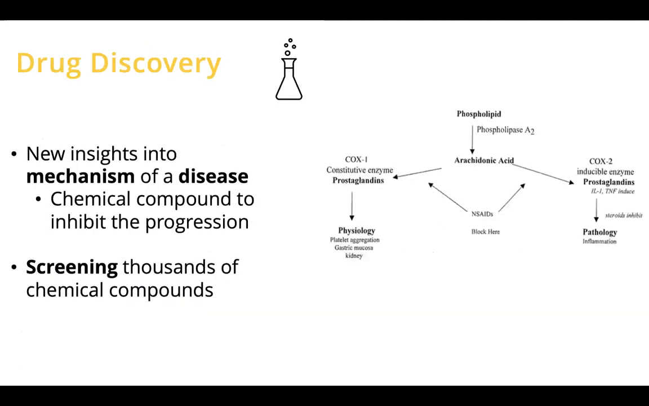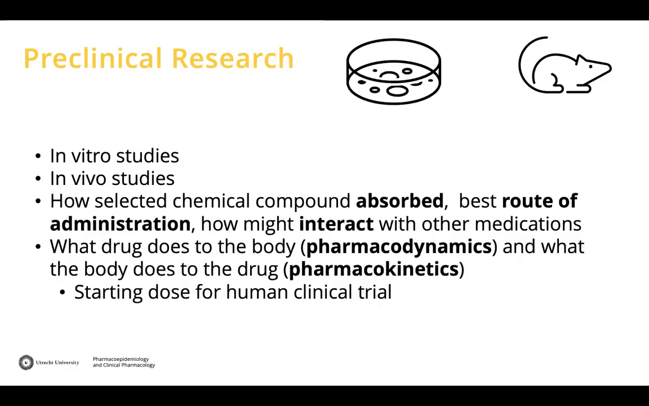So when they're going through the drug discovery process for this particular medication, what can help guide which compounds a drug company would want to screen to see if it might potentially treat the condition of interest can be related to new insights into the mechanism of a disease. So you might start looking at chemical compounds which inhibit the progression of the disease. And that's where you start off by screening thousands of different chemical compounds based on what you know about the mechanism of action for the disease.